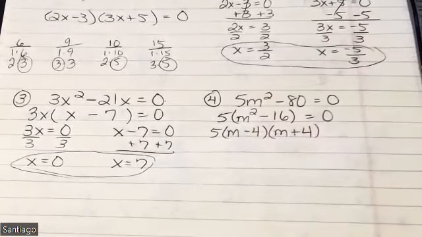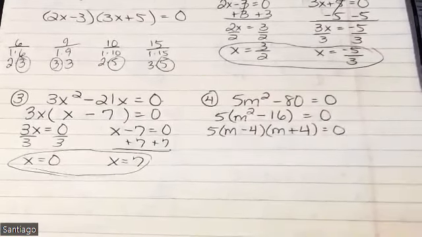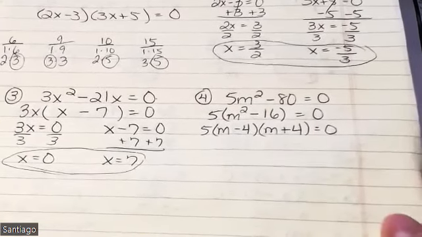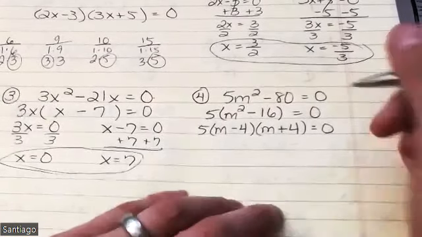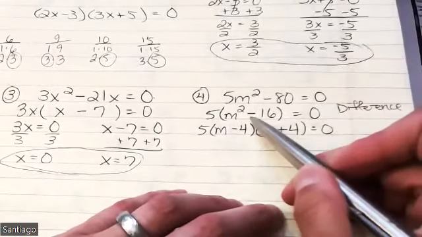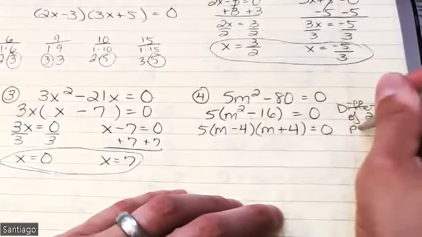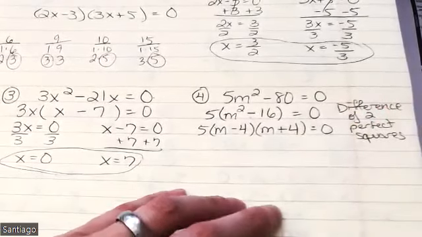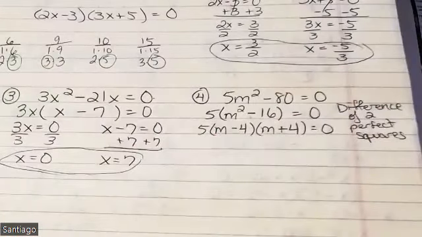Yes, perfect. What technique did you use? Was it grouping? No, not grouping. Grouping is 4 terms. What technique did he use? Difference of 2 perfect squares. Perfect. Difference because it's a subtraction, and these are both perfect squares. That's what allowed you to factor it as a plus b, a minus b, or in this case, m minus 4, m plus 4. Good, very nice.